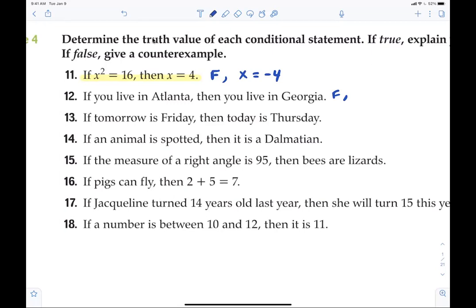All right, let's look at 13. If tomorrow is Friday, then today is Thursday. Is there any other possibility? I don't think so. I think that one's definitely true. Obviously, 14 is what? False. You could just name any other animal with a spot on it.